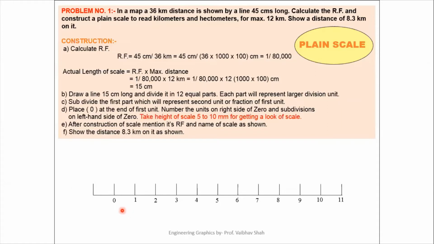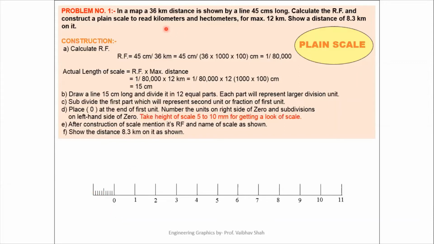So we write down the numbers for the kilometers: 1 kilometer, 2, 3, 4, 5, 6, 7, 8, 9, 10, 11. Always remember that the last digit here will be one less than your actual maximum length, because we have omitted one division here. So it will always be one digit less. So here is 11. Now from the left of the 0 division, you will be dividing this portion into 10 equal parts. So let us subdivide this first portion into 10 equal parts.